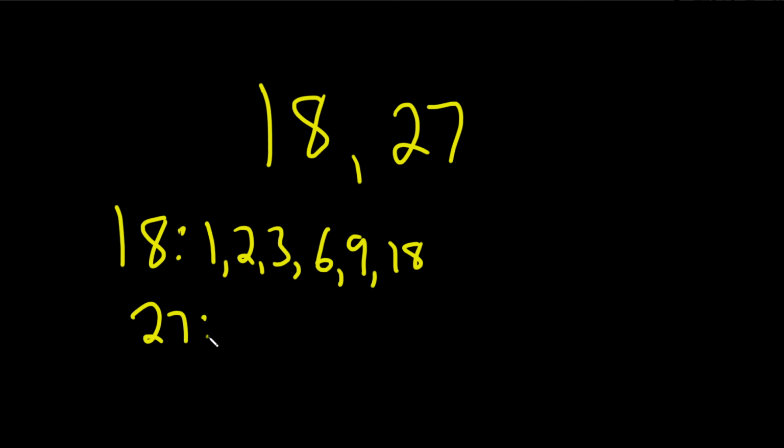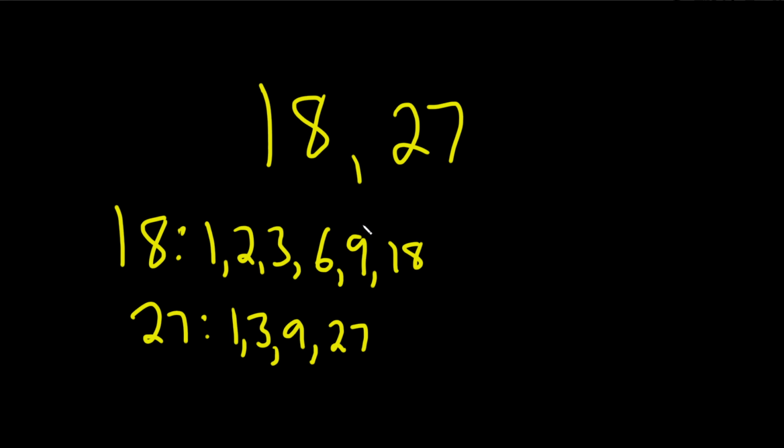27, let's do that one. So 1. 2 doesn't work this time because 27 is not an even number. It's odd. 3 works, right? 3 times 9 is 27. 4 fails, 5 doesn't work, neither does 6 or 7 or 8. 9 works, and I think that's it, right? I think that's it. The last one would be 27.